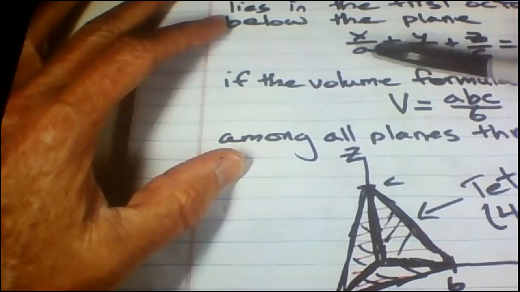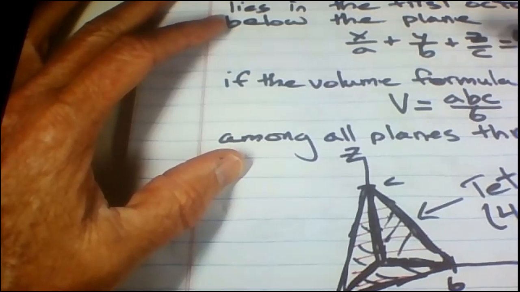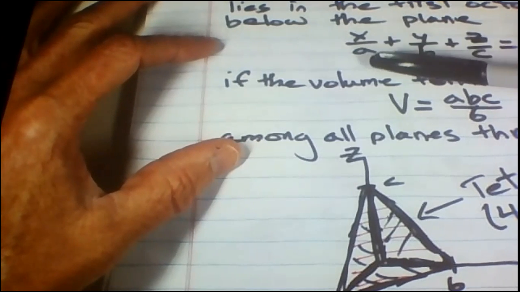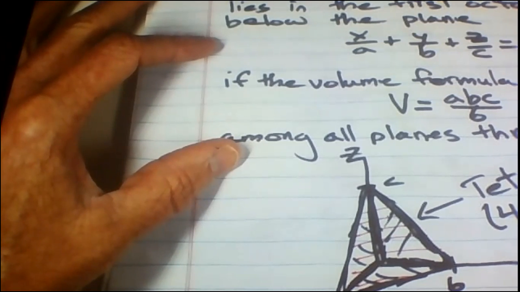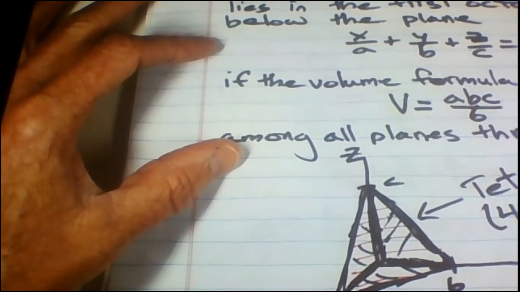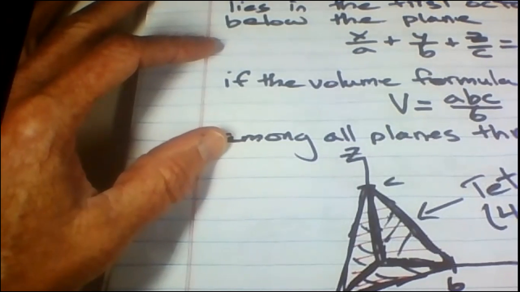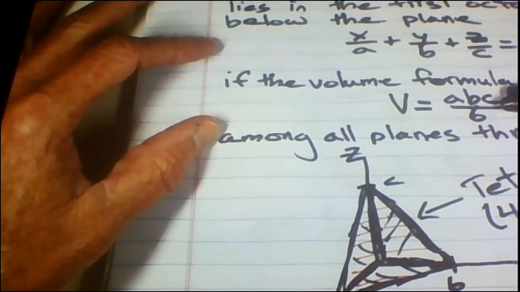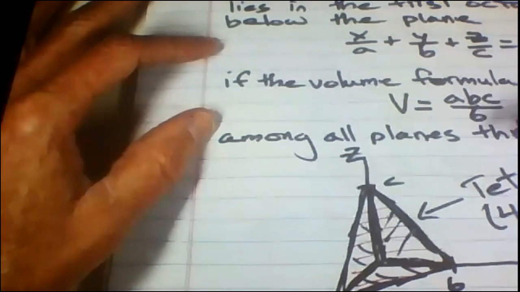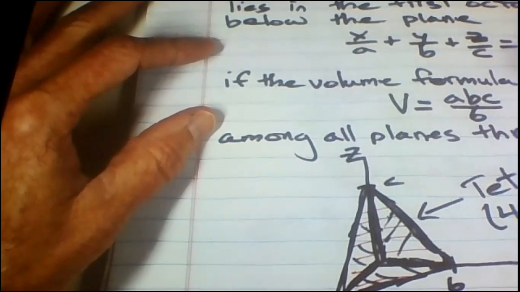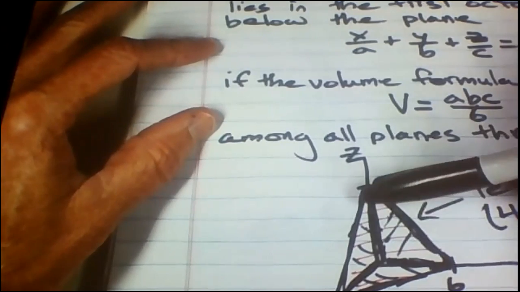So instead of writing ax plus by plus cz equals d, we'll write the plane as x over a plus y over b plus z over c equals 1, because it's convenient for the volume formula. It's still an arbitrary non-zero constant. If a, b, and c aren't 0, so that the plane sits out here in the first octant, there's a volume formula you can derive: the volume is abc over 6, the book tells you.